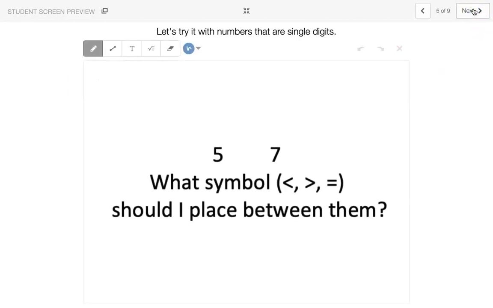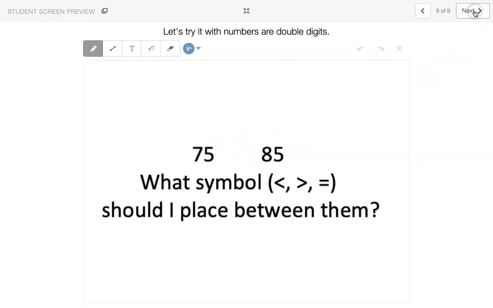There you go. So now let's try it with numbers that are single digits, and let's go back to our 5 and 7 that we said did not equal each other. So what symbol should we put in between them? It's not going to be the equal sign. So 5 is less than 7. The smaller part of my inequality symbol is pointing to the smaller number. Reading left to right, 5 is less than 7. Excellent.